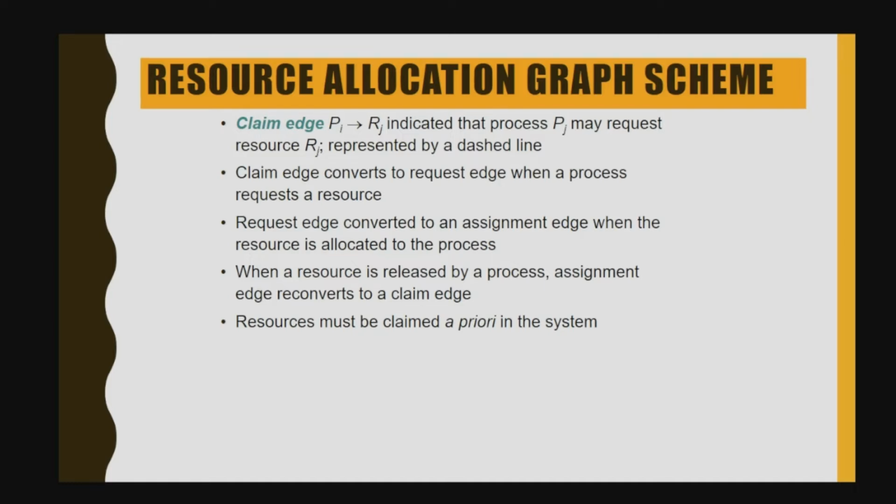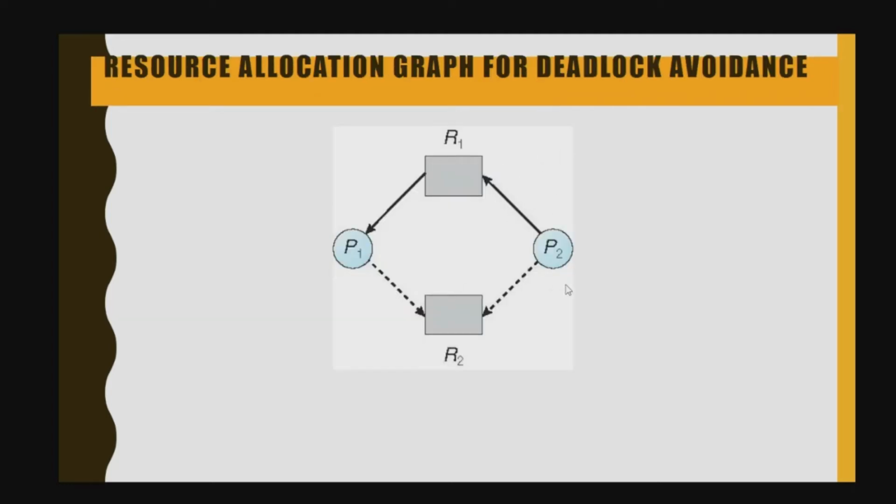A claim edge converts to a request edge when a process requests a resource. The request edge converts to an assignment edge when the resource is allocated to the process. So when you make a request and the request is granted to the process, it converts to the assignment edge, a straight line. And when a resource is released by a process, the assignment edge reconverts to a claim edge. This one is the assignment edge, and this one is the claim edge.